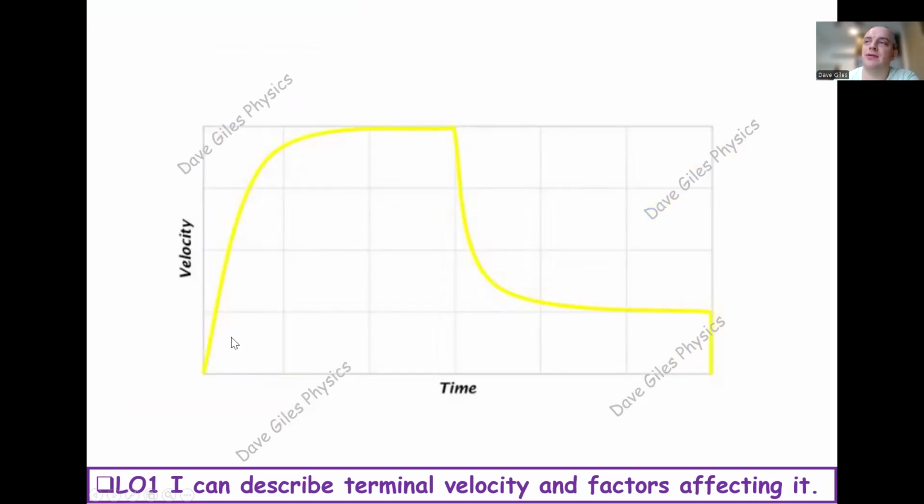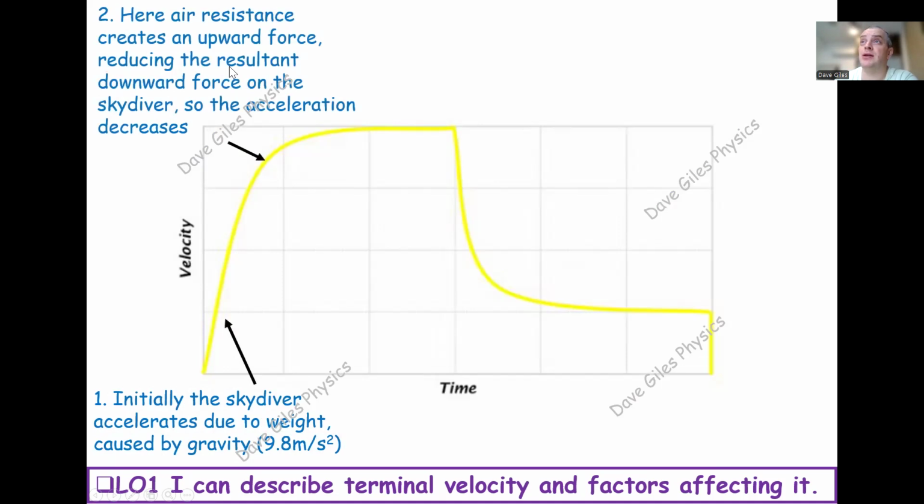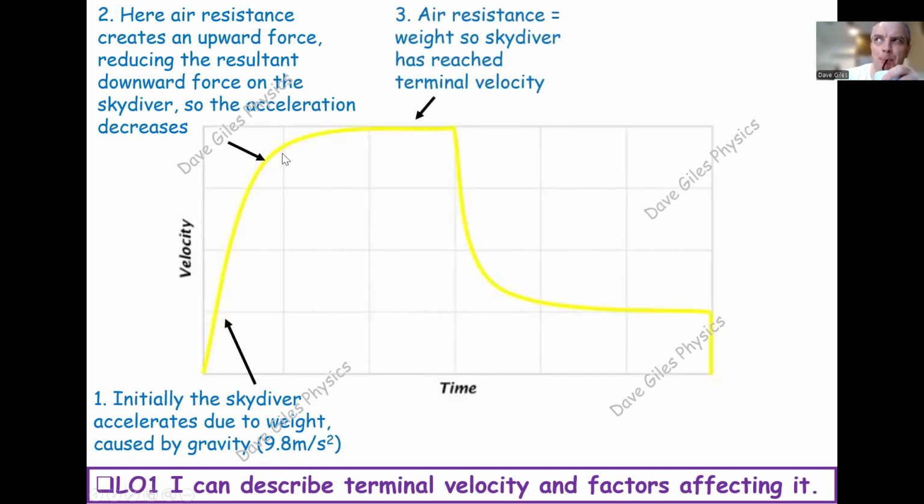So let's have a look at that graph once more. Just a quick summary of what I said earlier. Initially, a skydiver accelerates due to weight caused by gravity, 9.8 meters per second squared. Here, air resistance creates an upward force. I said here, it's basically the second he jumps out, as soon as he starts moving, reducing the resultant downward force on the skydiver, so the acceleration decreases.